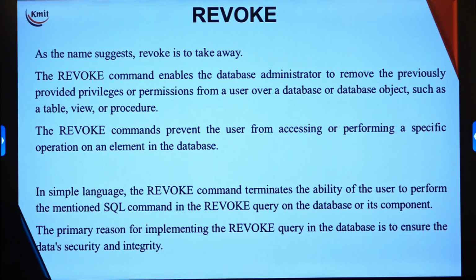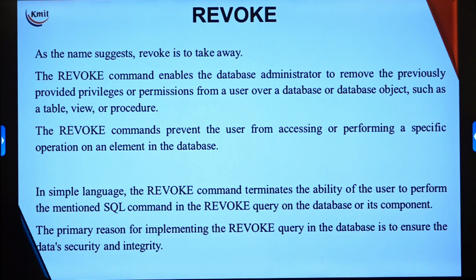If you see there, earlier we had given permission on only the EMP table. So only from that EMP table you can remove the permissions. The revoke command prevents the user from accessing or performing a specific operation on an element in the database. So in simple terms, it terminates the ability of the user to perform the mentioned SQL command in the revoke query on the database or its components. As long as the permissions were there, he was able to access, but the moment you say revoke, he will no more be capable of performing that particular action on that particular object.